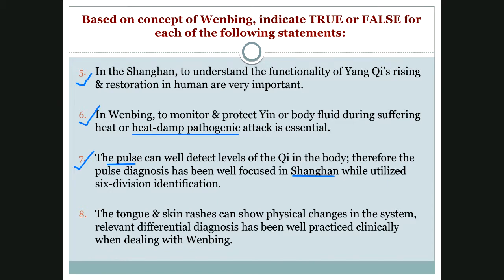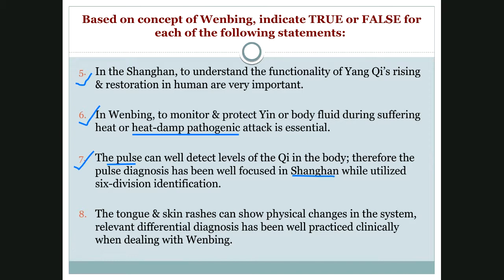So in comparison, the tongue and the skin rashes can show physical changes in the system, and differential diagnosis of them can help clinical practice well when dealing with Wenbing.